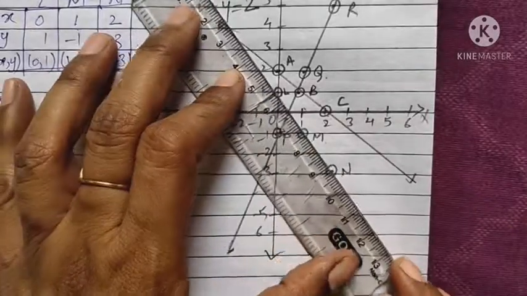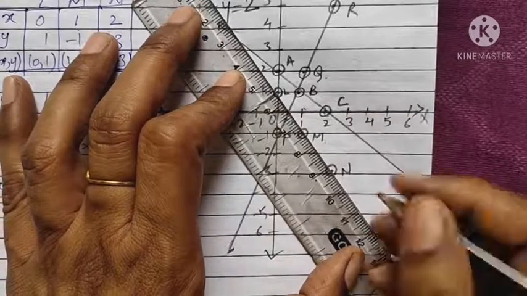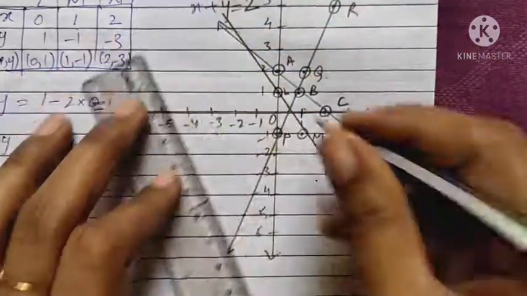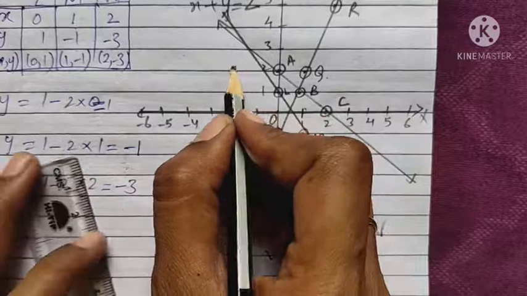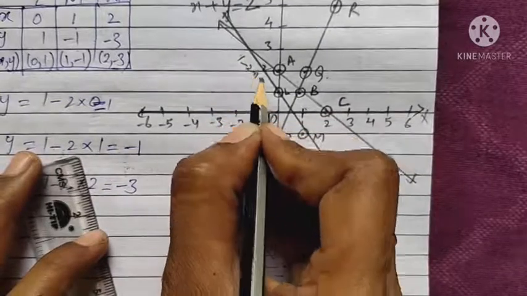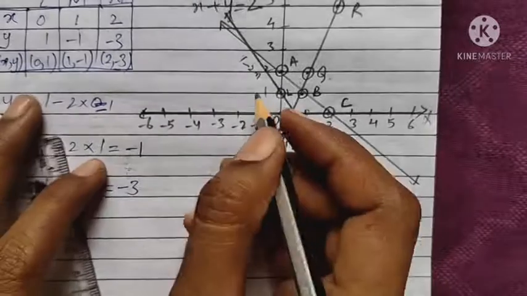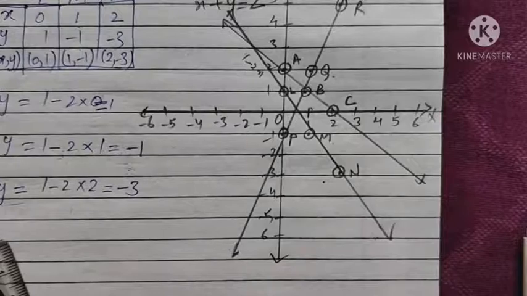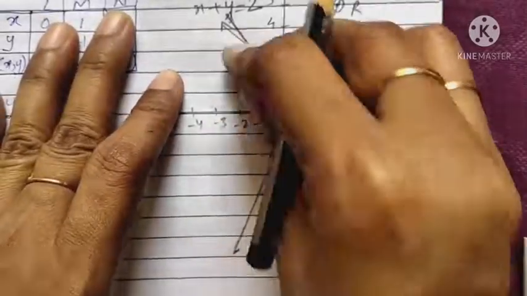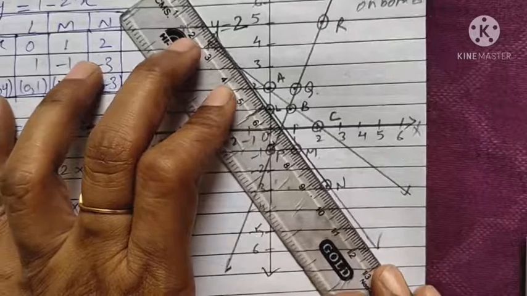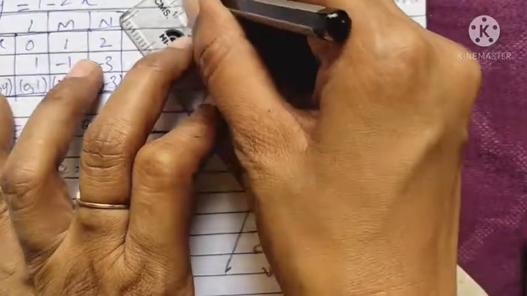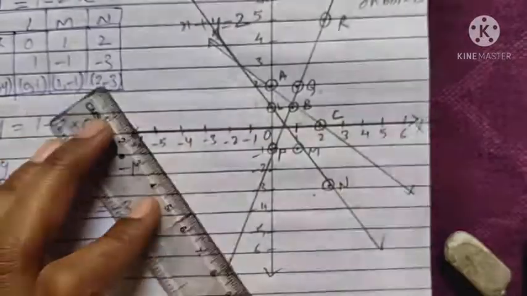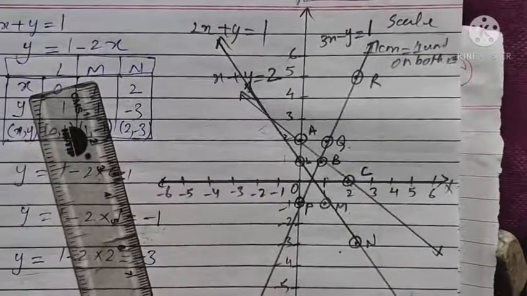Now join these 3 points. Then you get the graph of third equation. Okay. This line is the graph of equation 1 minus 2x. Sorry. Extend this line. This line is the graph of equation 2x plus y is equal to 1. Okay. So here you solve question number 9.